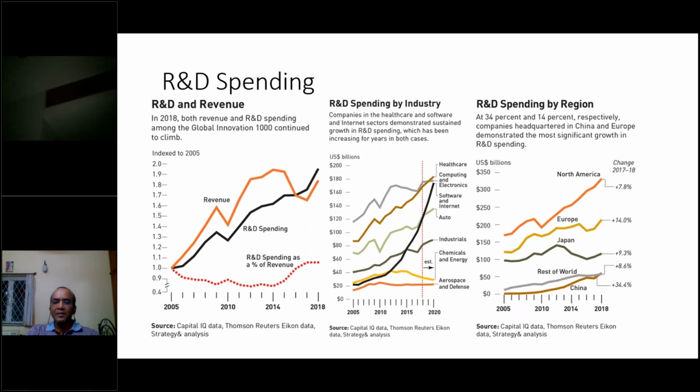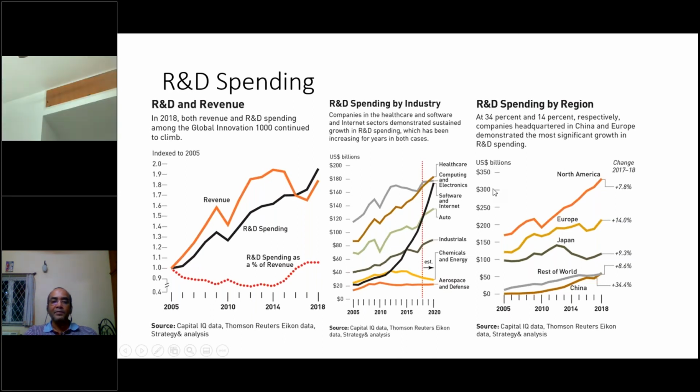This is kind of difficult to read, but I would certainly make this deck available with the PMI team, so if you're interested, it can be shared. It gives you an idea of the whole R&D revenues and spending by country, and spending by region. You see North America here, you see the rest of the world. India is part of the rest of the world. You see how China is going, how Japan is doing, how Europe is doing. Again, this gives you industry-wise R&D spending and a perspective. The sourcing information is right below.